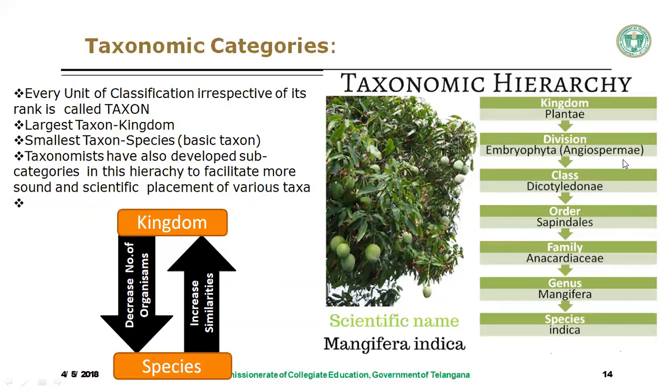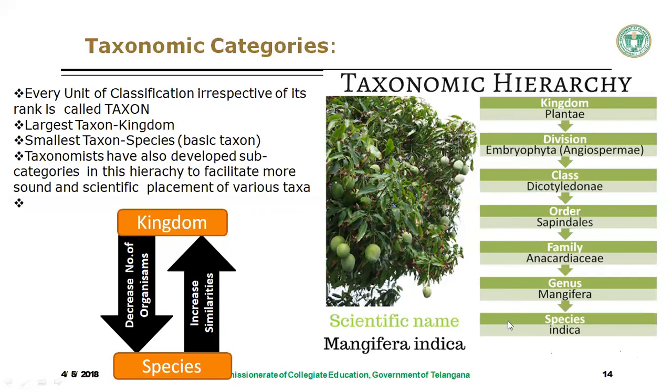So such types of categories are created by taxonomists for feasibility. From kingdom to species, the number of organisms decreases. You can observe the hierarchy of the taxa. From the kingdom to species, the plant number in each group decreases gradually. In the same way, the similarities increase from species to kingdom.